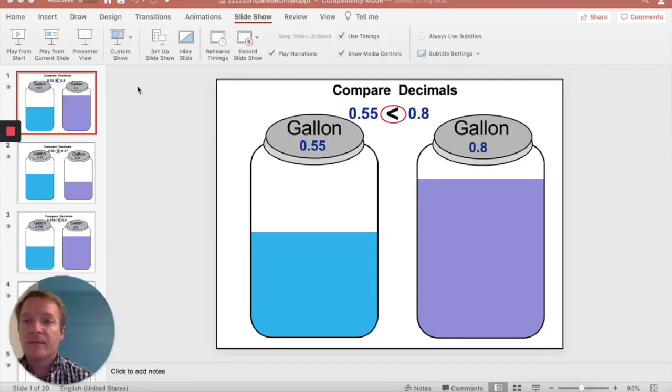Our topic today will be comparing decimals, which means we're going to be putting them side by side to see which one is greater than, which is bigger, less than, which is smaller, or equal to, which means they are the same size. So, we are going to get started.